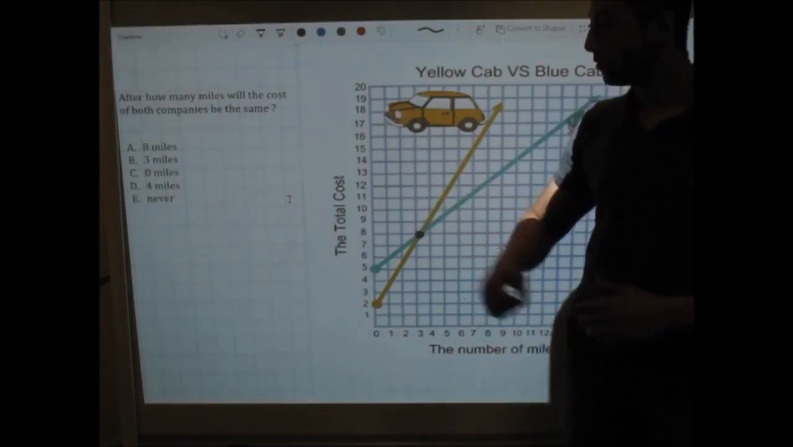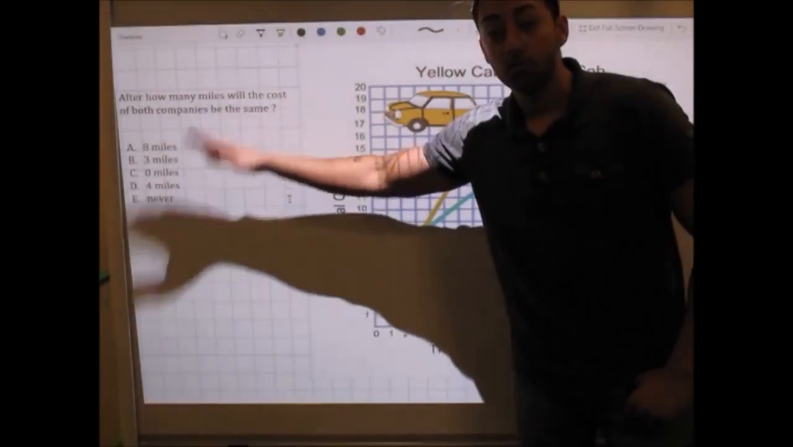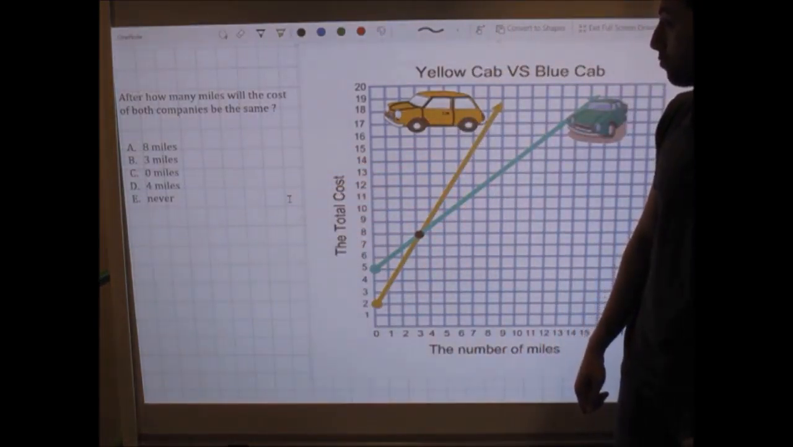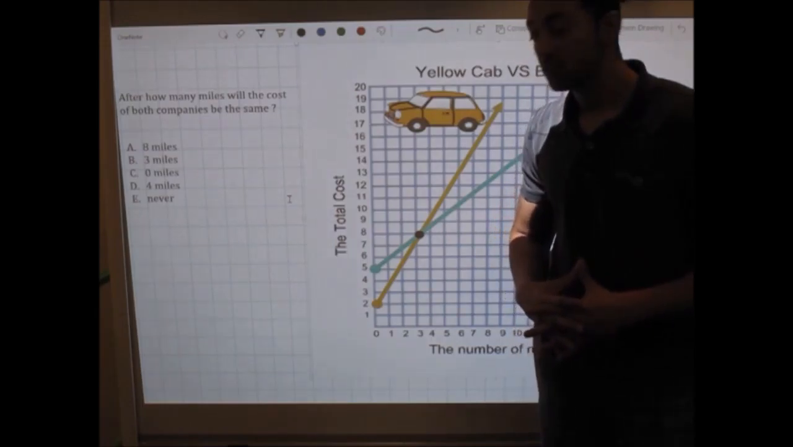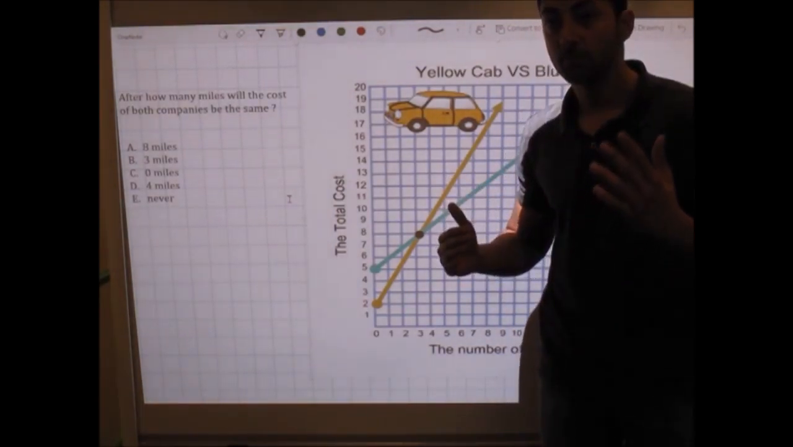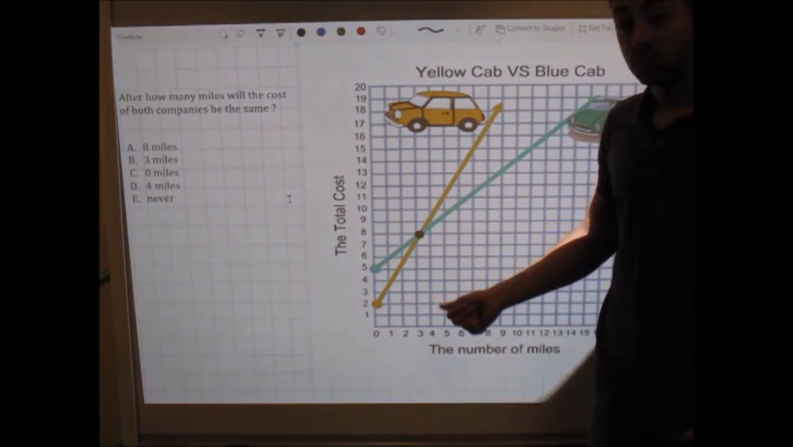So let's go ahead and look through the multiple choice. I'm going to start backwards. I'm going to start with E. So E's saying never. So it's saying that these lines never intersect each other at a point, right? Because the cost is going to be the same after a certain mile, right?